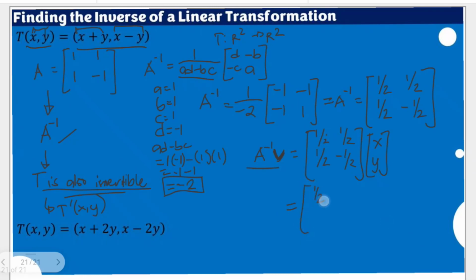So you have 1 half x, 1 half of y, so plus 1 half of y. Because this is a 2 by 2 matrix and you have here 2 by 1, so you're expecting a result which is 2 by 1. This is just one entry. Then 1 half of x, you have 1 half of x. Then negative 1 half of y, minus 1 half of y.